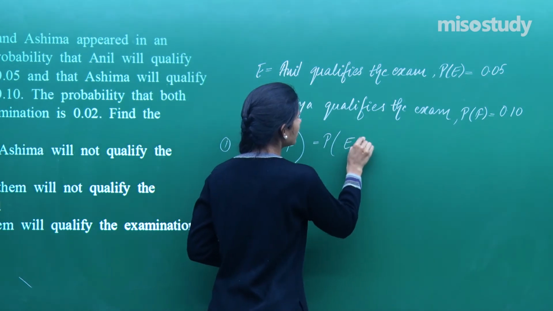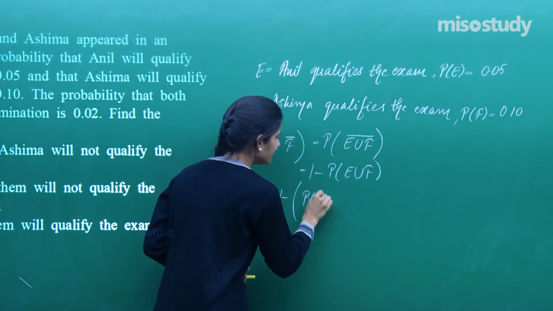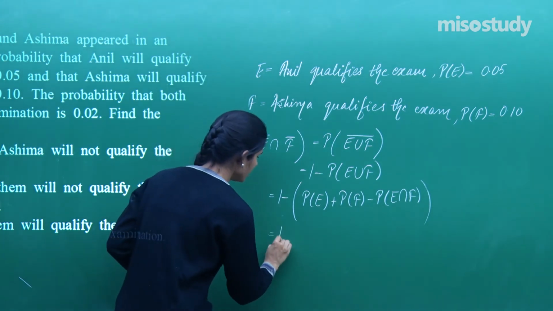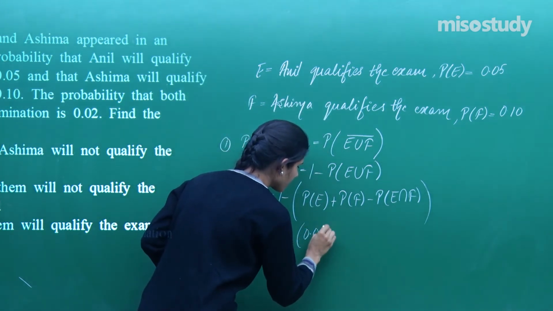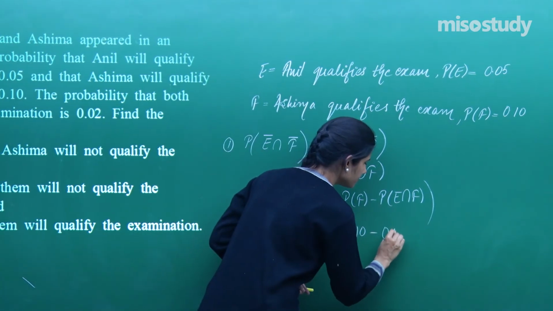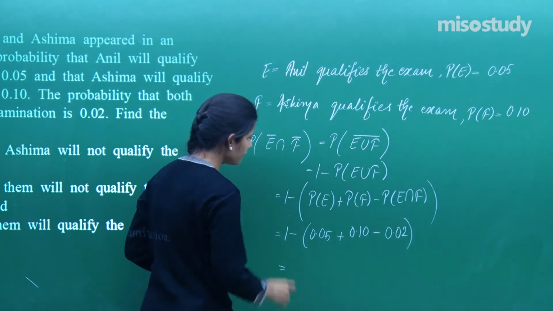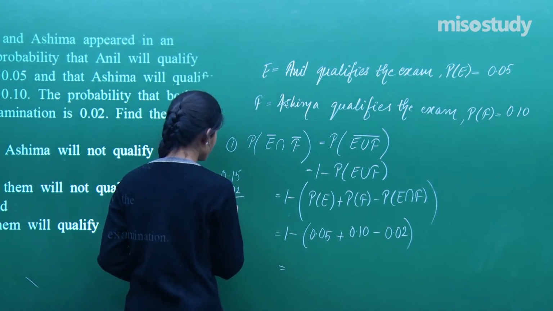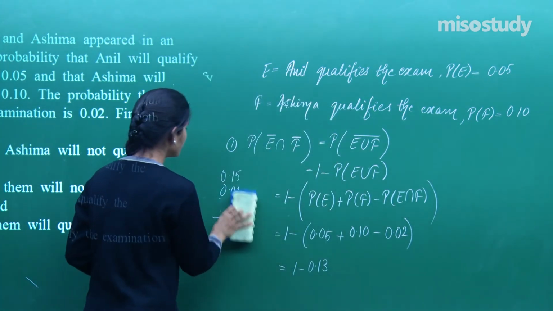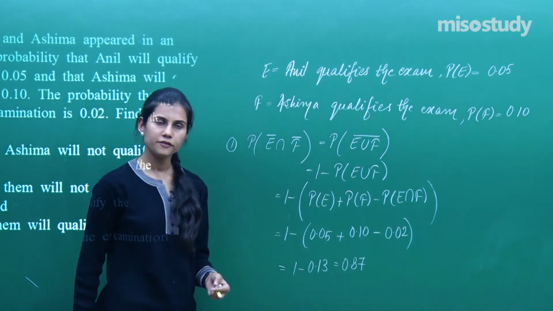This is probability by De Morgan's law, E union F whole bar, which is 1 minus probability of E union F, which is 1 minus probability of E plus probability of F minus probability of E intersection F. Probability of E is 0.05 plus probability of F is 0.10, probability of E intersection F is this 0.02, that is both qualifying. This happens to be 0.05 plus 0.10 is 0.15. So 0.15 minus 0.02 is 0.13. This happens to be your very probability of both Ashima and Anil not qualifying the examination. So this is 0.87. Fine.